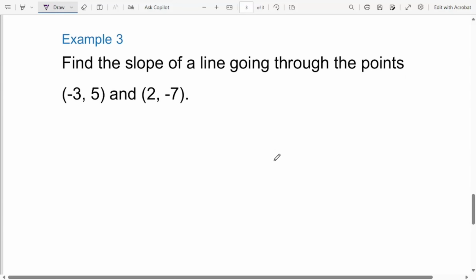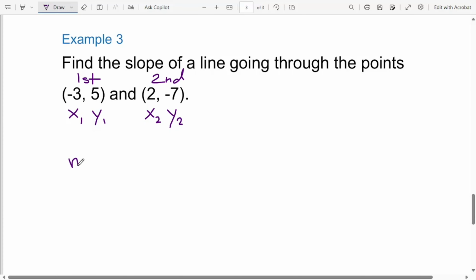Okay, in example 3, we're going to find the slope of a line going through the points -3, 5 and 2, -7. So I'm going to call this my first point. Again, it doesn't really matter, you just have to be consistent with it. And this one, my second point. I'm going to say this is x sub 1, y sub 1, and x sub 2, y sub 2. And what I mean by being consistent with it, I couldn't say this is x sub 1 and this is y sub 2. If I say this is x sub 1, this one has to be y sub 1. Likewise, if I say this is x sub 2, I can't say this is y sub 1. I have to be consistent.